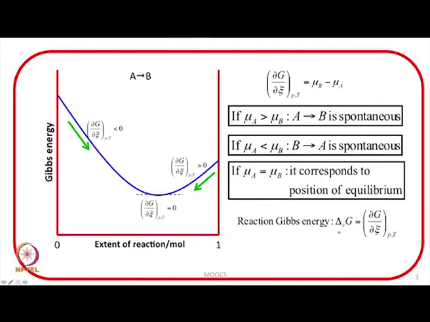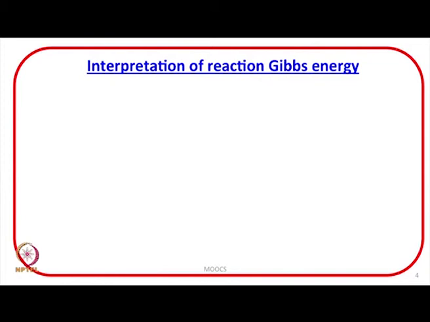Please note down here, the reaction Gibbs energy is a slope, it is not the difference. We are talking about slope, and this slope turns out to be the difference in the chemical potential. So, spontaneity is connected to the slope, which in turn is equal to the difference in the chemical potentials of the product and reactants. Let us discuss more about this. Interpretation of reaction Gibbs energy.